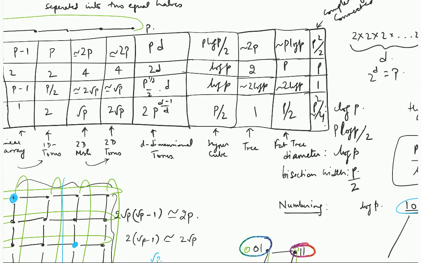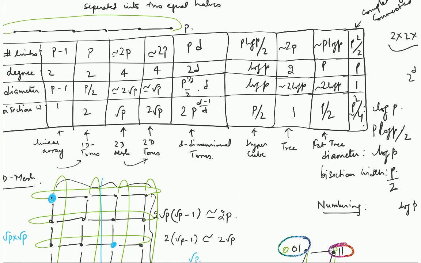Again, completely connected network, hypercube, linear array, these are all of theoretical interest. 2D mesh or D-dimensional torus up to 5-6 dimensions, fat tree, these are of practical interest. These are actually there.